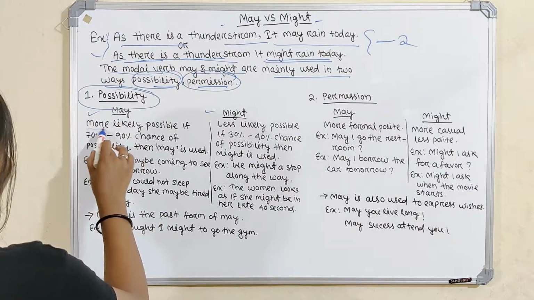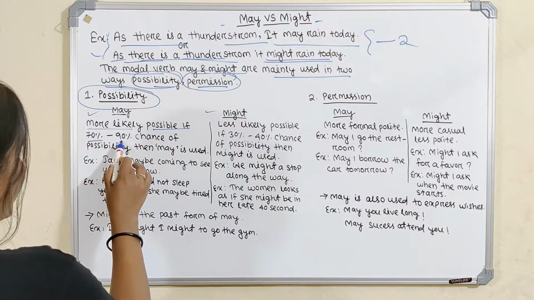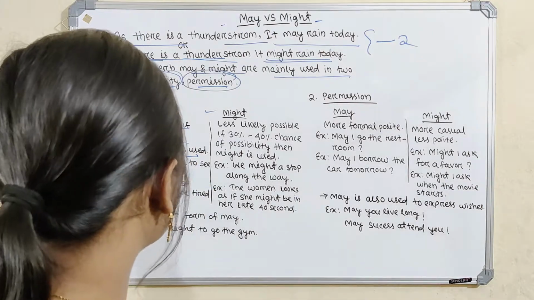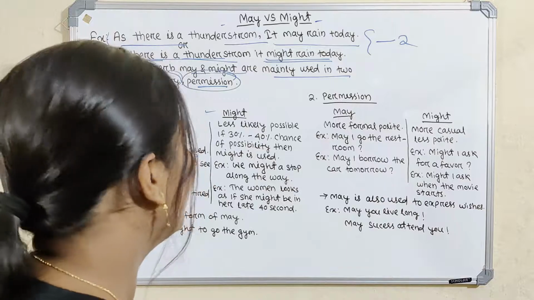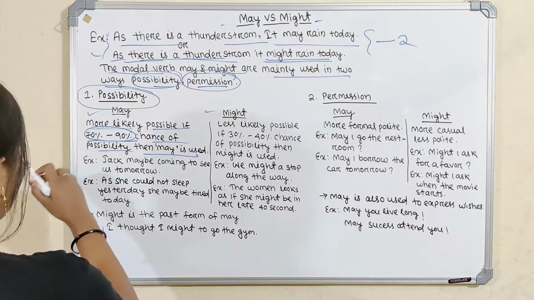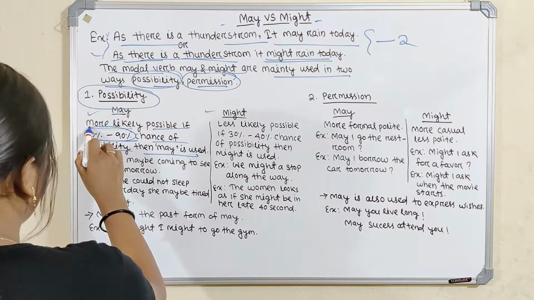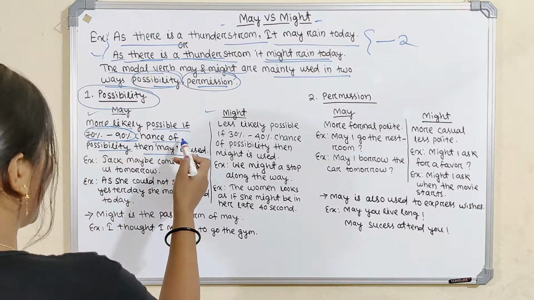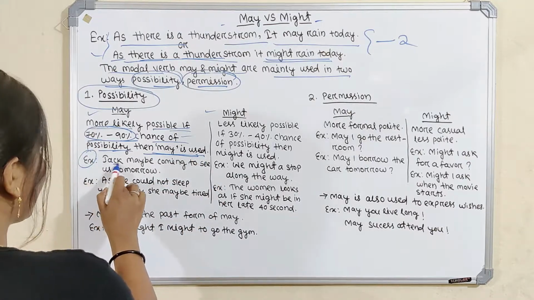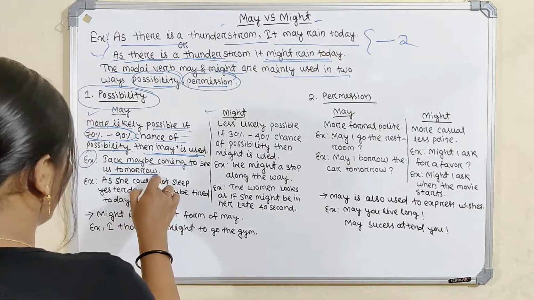May is for the more likely possibility. If there is a 70 to 90% chance of possibility, then may is used. I just take this percentage to help you understand easily; it is nothing at all actually. For example, Jack may be coming to see us tomorrow.